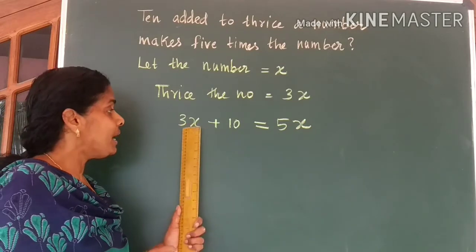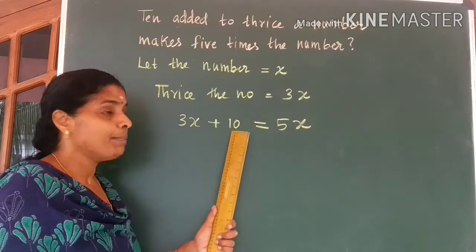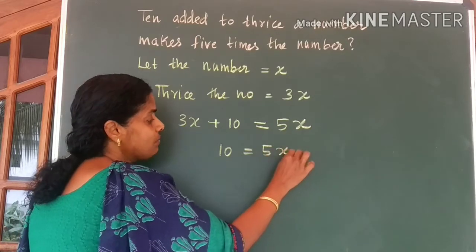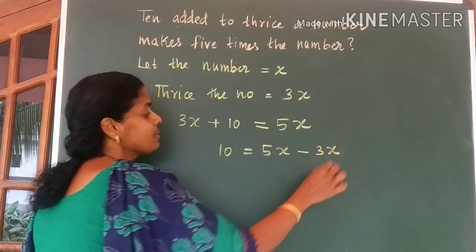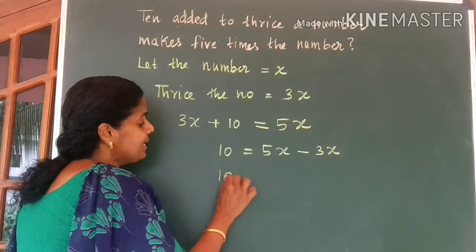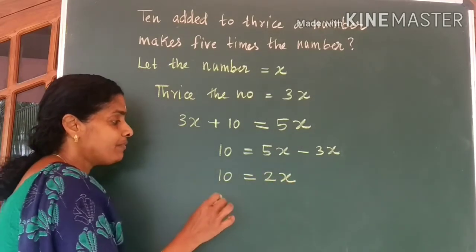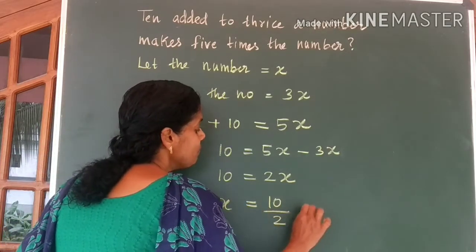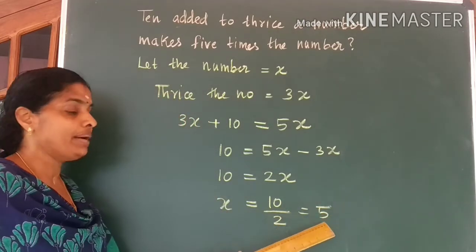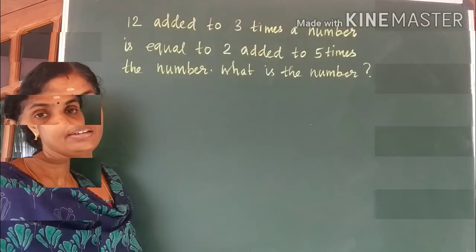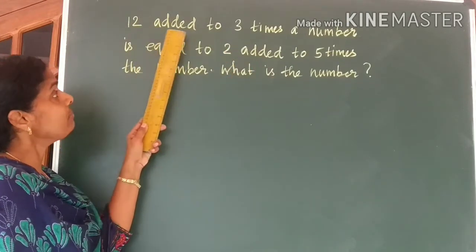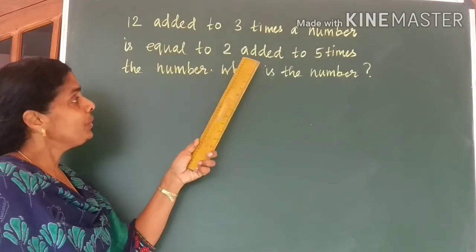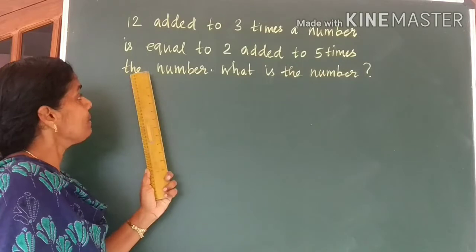What is our next step? Let us take variables on one side and numbers on the other side. So let us keep 10 here. So you get 5x minus 3x. Otherwise you can say 10 is equal to 2x. Therefore what is the value of x? x is equal to 10 by 2, which is equal to 5. So the number is 5. Clear?